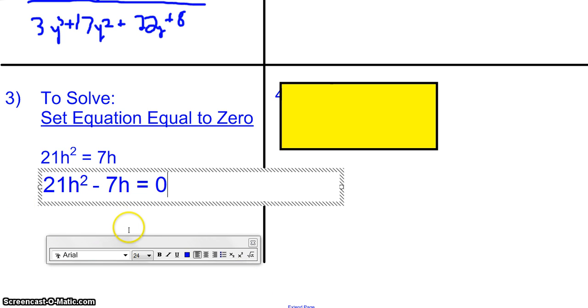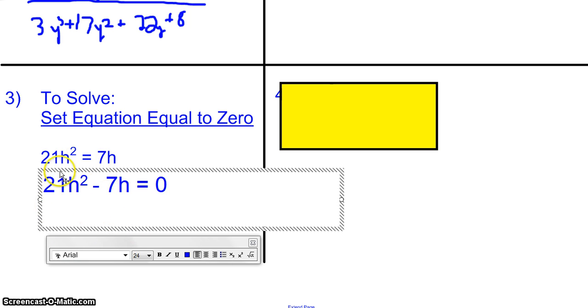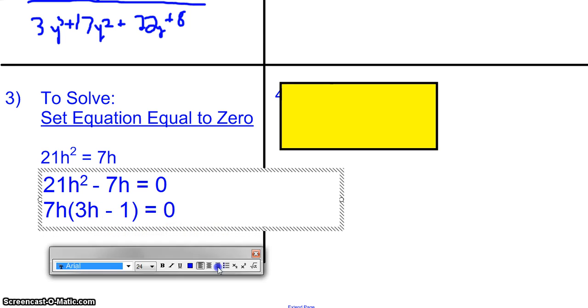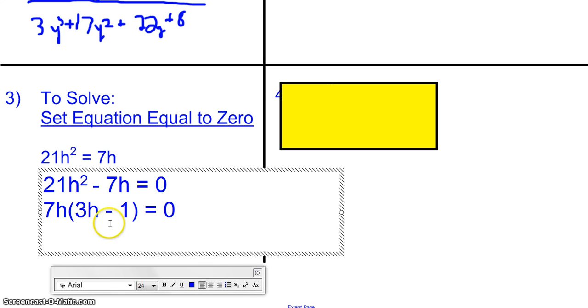Okay, so now we're back to where we were on the previous screen. We're going to factor the GCF out. So what number goes into both of these? 7, and they both have an h. Okay, 7h times what gives us 21h squared? 7h times 3h, right? Minus 7h times 1 gives us 7h, right? Equals 0.